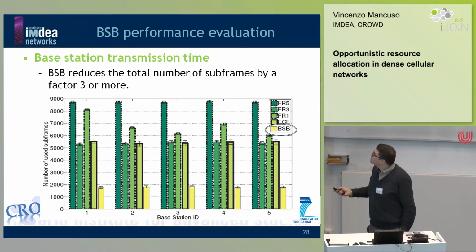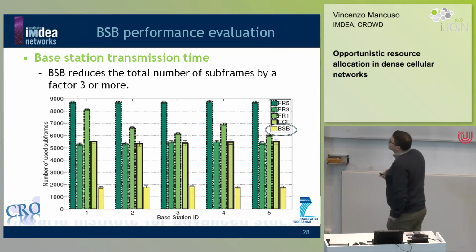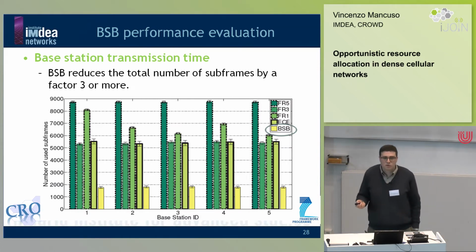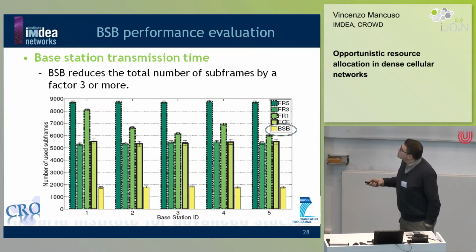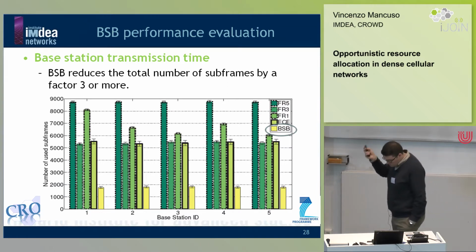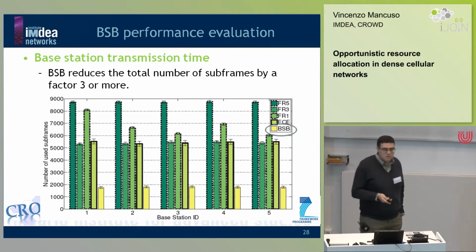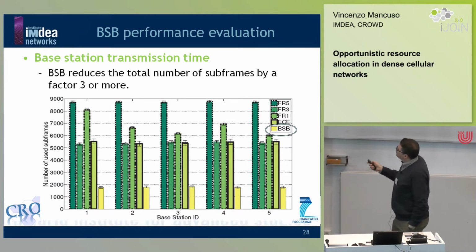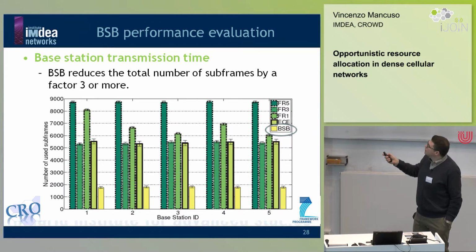Okay. So, without going into the details, what do we really get out of these interference coordination schemes? If you take a scenario in which you are trying to download a number of bytes in the shortest possible time, basically we can reduce by a factor of 2 or 3 the time that is needed to finish the download of the traffic. We compare in this graph our decentralized algorithm, which is called BSB, with frequency reuse 1, 3, 5.